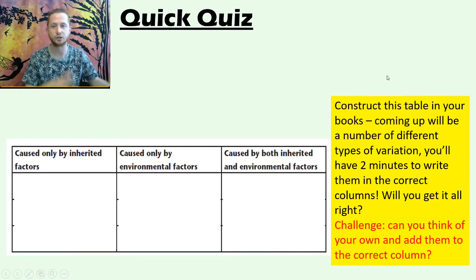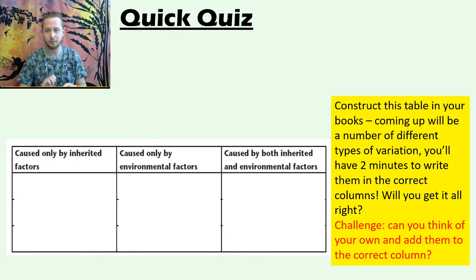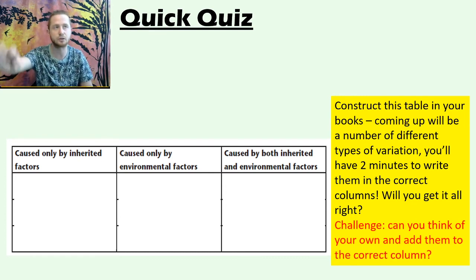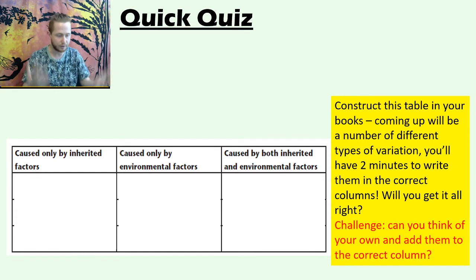Now, what we're going to do is a quick quiz. We're going to have a couple of minutes where I'd like you to tell me which of the variation that's about to come up are inherited, so things that you get from your parents, environmental, things that you get from living your life, or caused by a bit of both. And that's an interesting one. There are some aspects of variation which are actually caused by a bit of both, your parents and how you've been brought up, or the world around you.